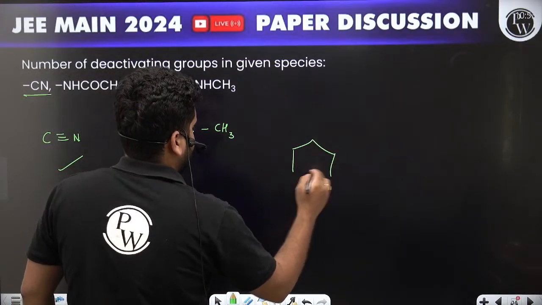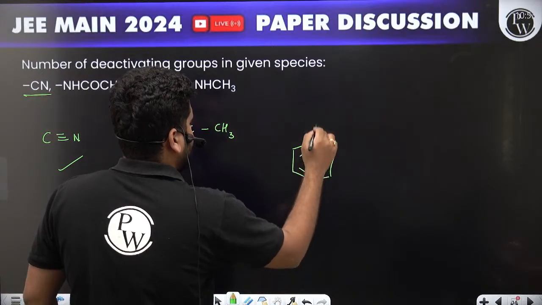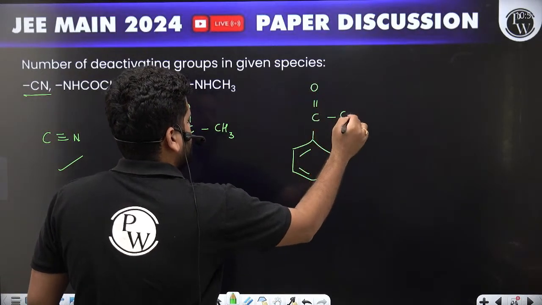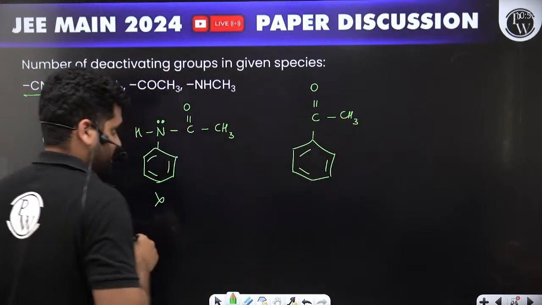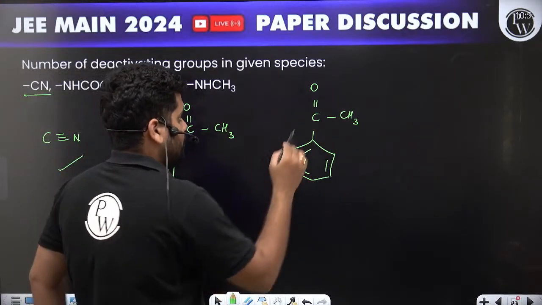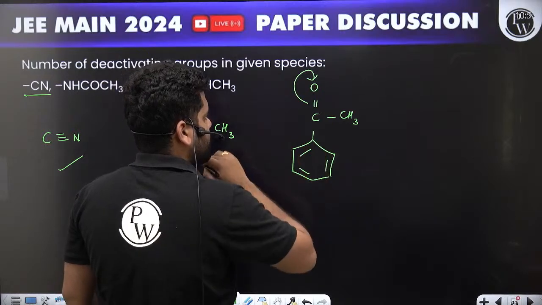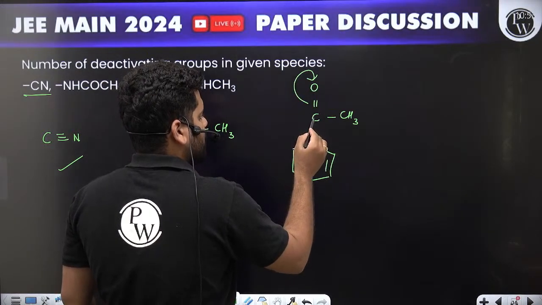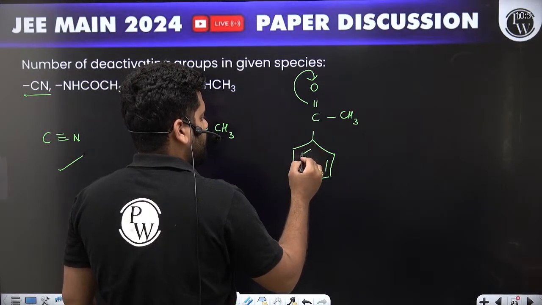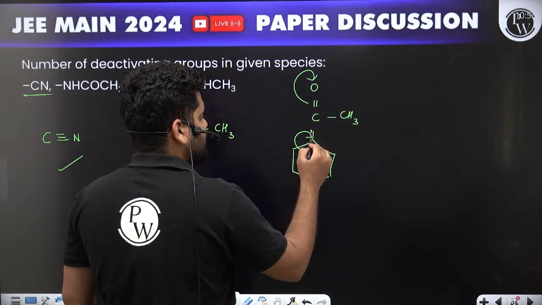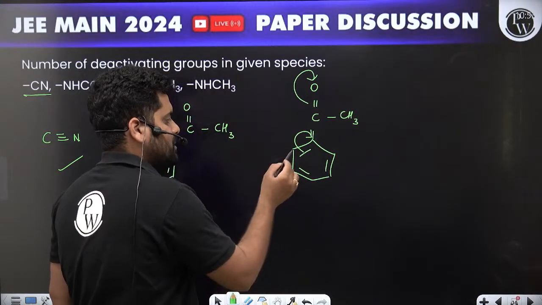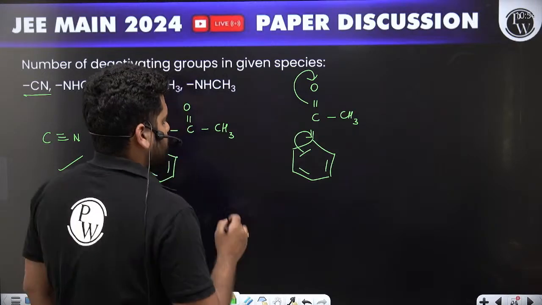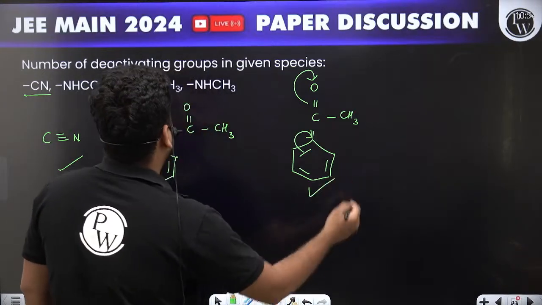Next one, we have C double bond O, CH3. There is no lone pair on carbon which is directly attached, isn't it? Now this oxygen will pull the electrons towards itself. Carbon would become electron deficient. This carbon should be made electron rich. So this pi electron moves towards this side and positive charge comes on this carbon number 2. So this is going to be our deactivating group, right?